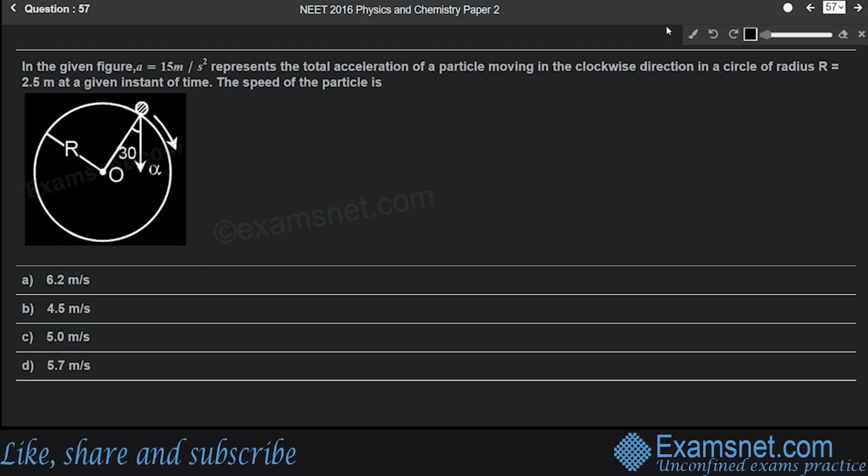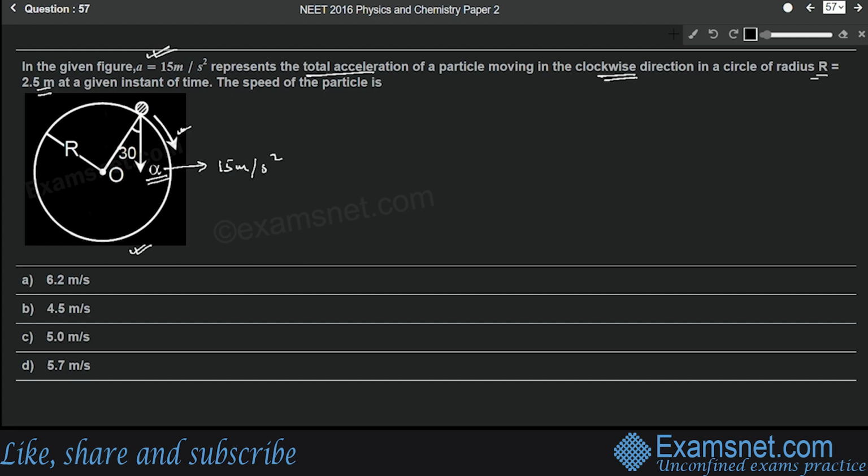Question number 57 is from the chapter Motion in a Plane, and the question is, in the given figure, a equals 15 meter per second square represents the total acceleration of a particle moving in the clockwise direction in a circle of radius r equals 2.5 meter at a given instant of time. The speed of the particle is, okay, so this figure represents the circular motion of the particle. It is moving in the clockwise direction, it is shown by the arrow. Now, this is the direction of the acceleration, and this is given as 15 meter per second square, right?